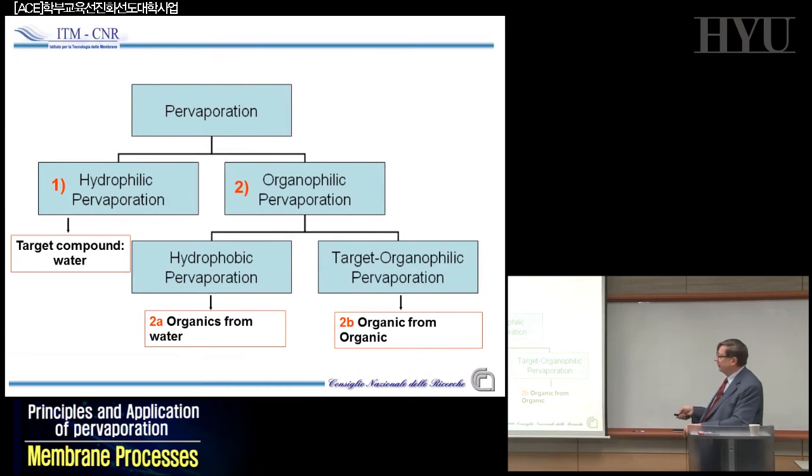But this is, in perspective, what can be done, which is much more than what has been done until now. That's why we are talking now, because there will be more and more interest and growing activity in pervaporation. You can use hydrophilic, as we learned, and organophilic. When you use hydrophilic, you basically want to separate water, but you can use hydrophobic or organophilic pervaporation, where you can extract organics from water or organics from organics. And that is the most challenging today.